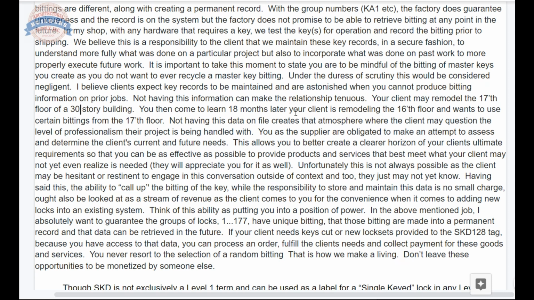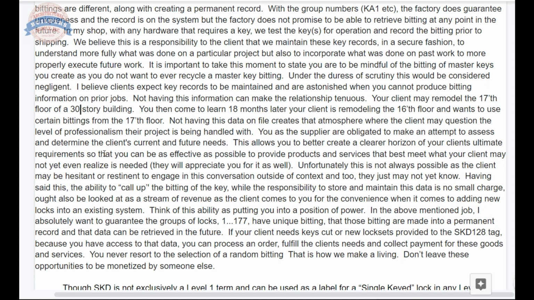Just asking the question, saying, I want to plan as thoroughly as possible. Because once you start a key system, while you have lots of expansion possibilities, and there are many, many advanced locksmithing tricks that can get more legs out of an existing system, you want to give yourself and your client all the advantage. Unfortunately, this is not always possible, as the client may be hesitant or resistant to engage in this conversation outside of context. And two, they may just not know yet.